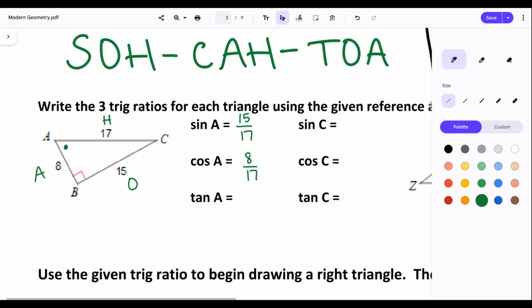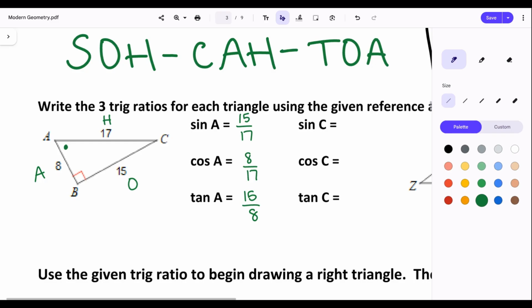The last one is tangent. So TOA, opposite over adjacent would be what two numbers? Good, 15 over 8. Okay, so that gives us all three of our fractions there.